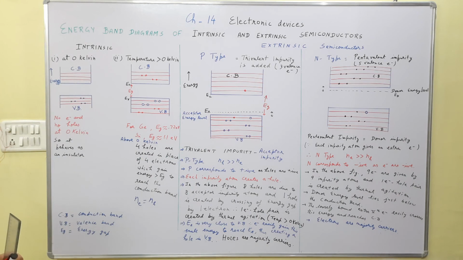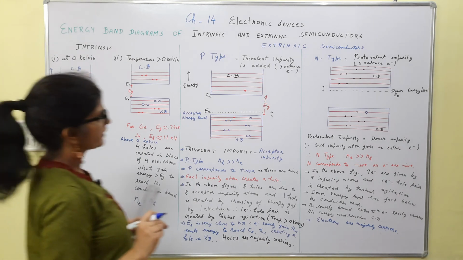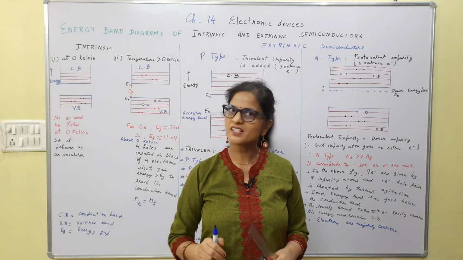So this was all about the energy band diagram for the intrinsic and extrinsic semiconductors.